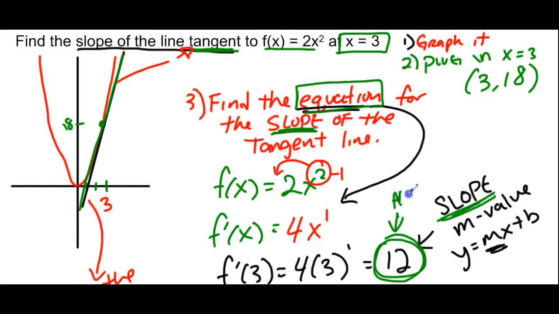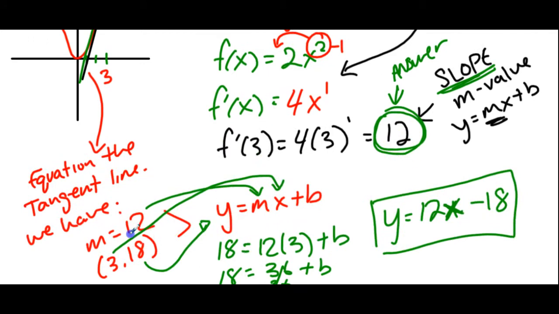But to take a step further, if I asked you how do we find the equation of the line, as in y equals mx plus b, we use what we found. We knew that the slope was 12. We knew when we plugged in 3 to the original equation, we get 3 comma 18. So we plugged it into y equals mx plus b, and we got an equation of this.